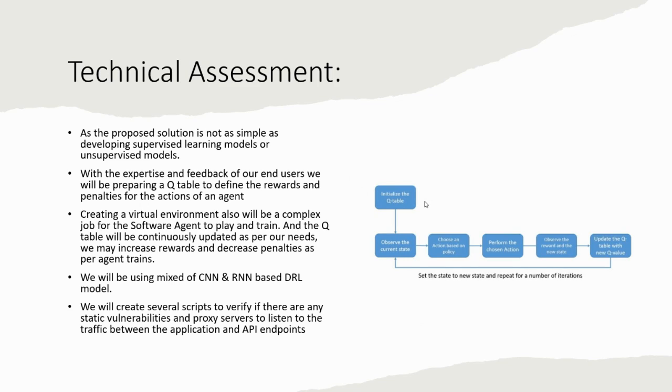Okay, so let's do a quick technical assessment before getting into the ML structure. As we said, the proposed solution is not a simple one. We are not going to build just a classifier or a predictor, but a deep reinforcement learning system. We will get expertise from the feedback of our end users, developers, product owners, and everyone. We will prepare a Q table to define the rewards and penalties for the actions of the agent. This Q table is a mapping table that the software agent will use to define its exact state and what action it can take if it properly finds a vulnerability. We also introduce some rewards as well as penalties.